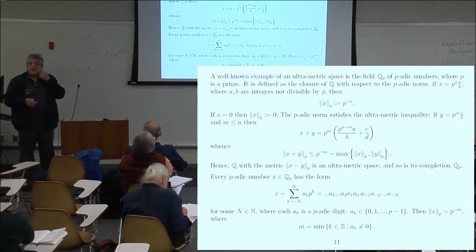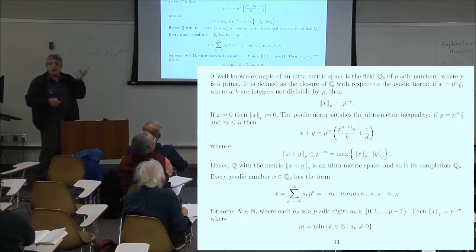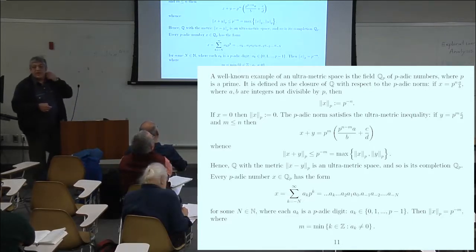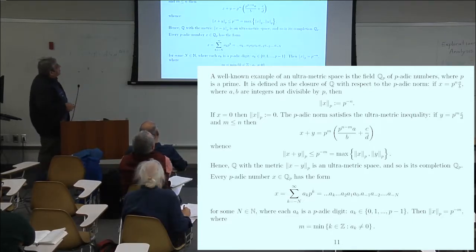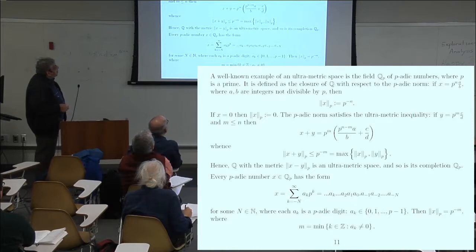Therefore, we can speak about ultrametric norm if it satisfies ultrametric inequality for the norm. So every p-adic norm satisfies ultrametric inequality, which is written in the end like this. The norm of X plus Y is bounded by the maximum of these two. So why is this the case?